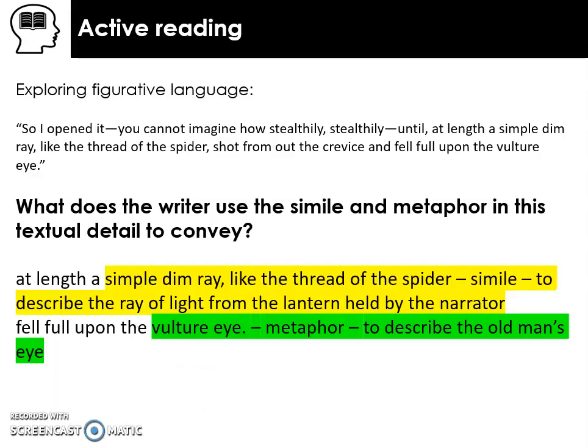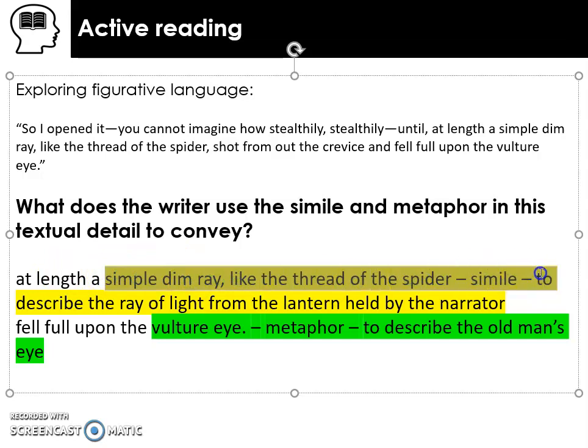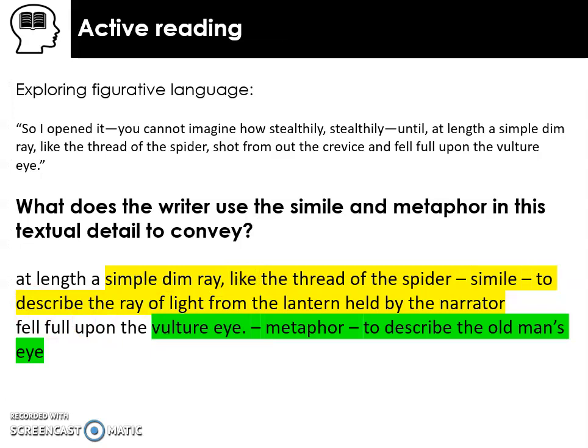Okay, the simile: simple dim ray like the thread of the spider. That's the simile. You can see the comparison using the word like here. And it's describing the ray of light emanating from the lantern held by the narrator. The second one is vulture eye. It's a metaphor, and it's describing the old man's eye, describing it to be like a vulture.